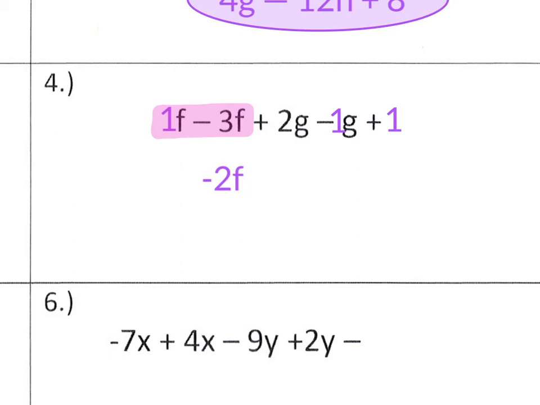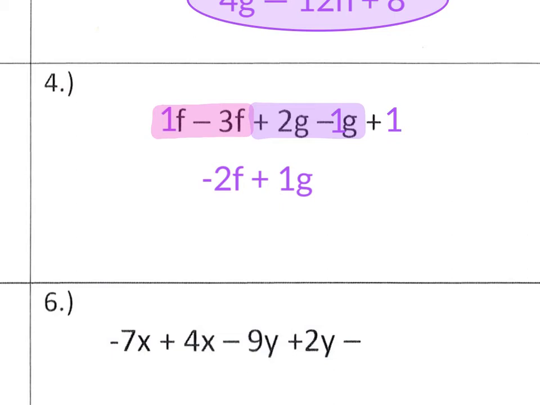Then as I'm looking along, I see a plus 2g minus 1g. Both g variables, same variable, same exponent. So I'm going to combine those. 2g minus 1g just gives me 1g. So you can either write in your answer as plus 1g, or you could just write plus g. Either one would be fine. So to stick with the consistency of what we were doing, I'm going to put the 1 in front of the g so that you can see that 1 as well.